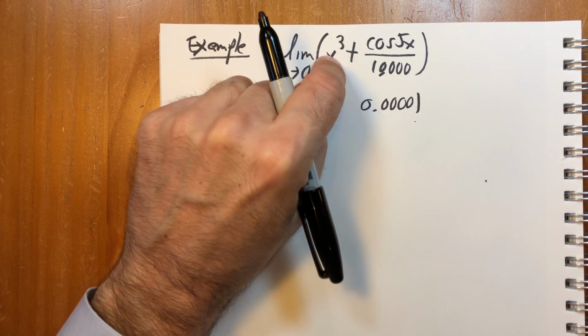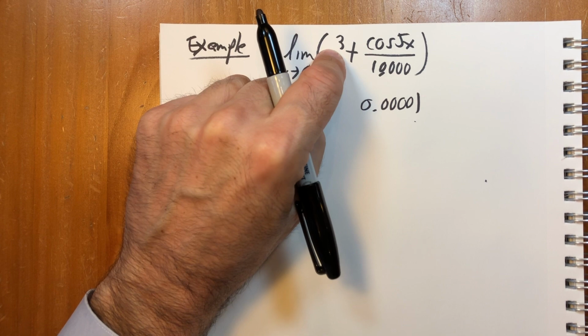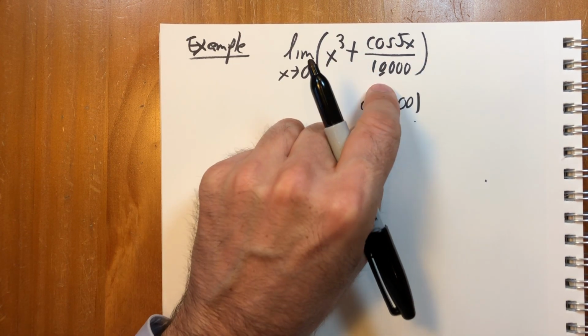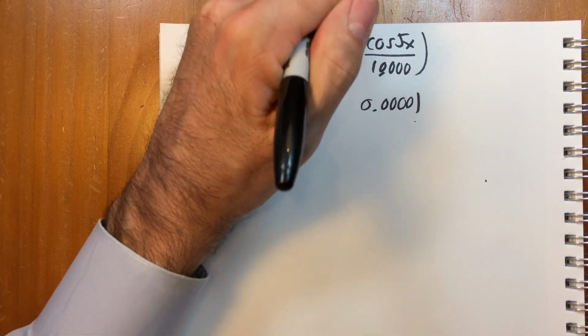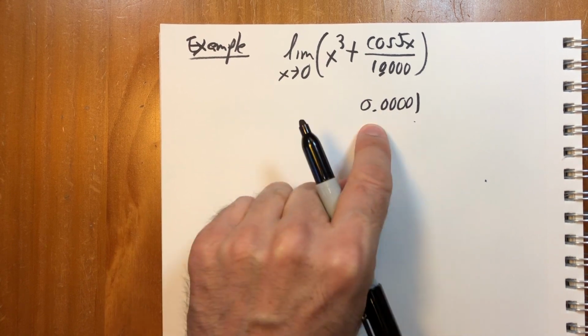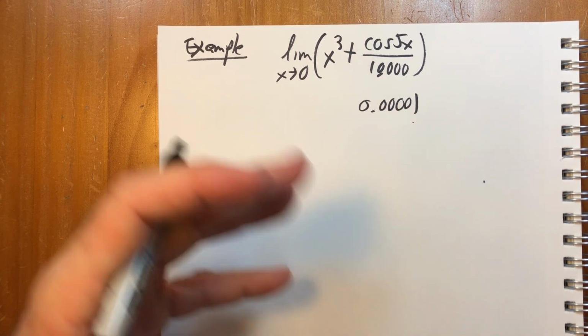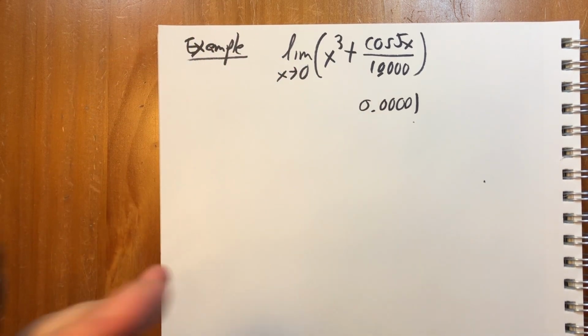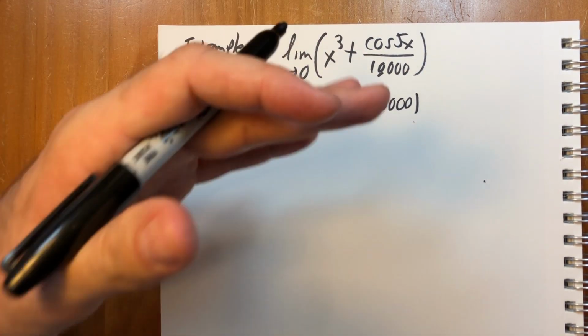X cubed is getting closer and closer to 0, but cosine of x as x approaches 0 gets closer and closer to 1. So there's always this extra tiny little bit here. This part gets down to 0, but we're left with this tiny fraction. So the point of these two examples, in this case, by looking at some values in the table, we got it wrong originally because we didn't look at the right numbers. We didn't get close enough.